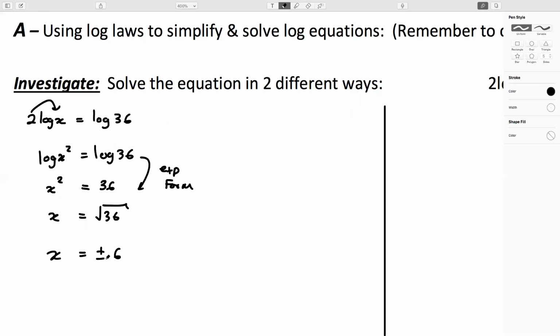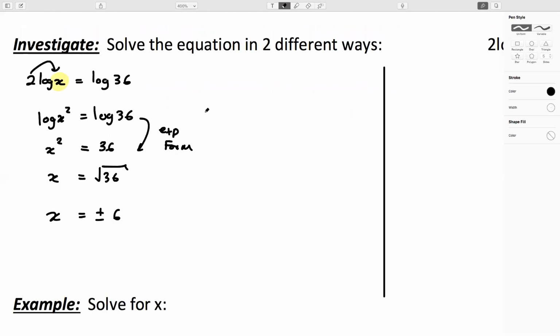This is where the restrictions come in. If you go back, your original log was just log of x. You're not allowed negatives and you're not allowed 0. So because there are no negatives allowed, no negative x, we can cut this answer in half, and now we're stuck with just x equals positive 6 as our answer. If you have time, you can always plug this back in and double check that it works. But that's going to be our answer for now.